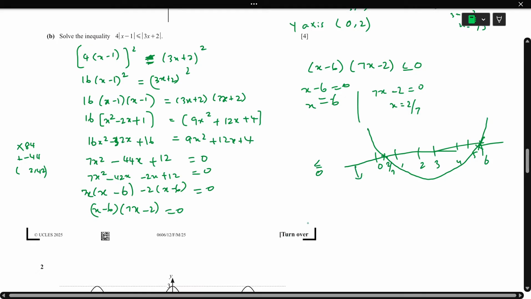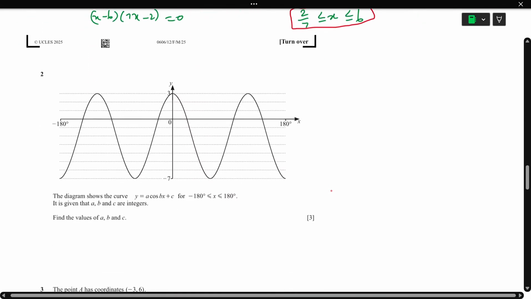So the final answer is going to be 2 by 7 less than or equal to x less than or equal to 6. That is the final answer. This is the value of x. Okay, so the next one, question 2.